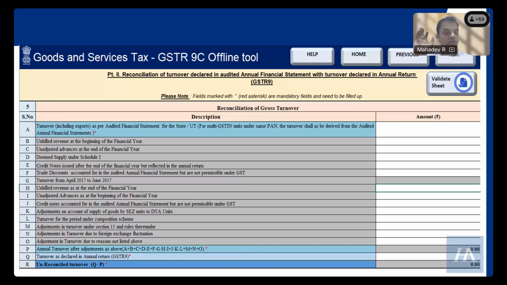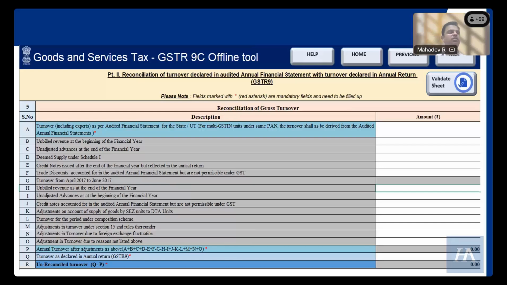It needs to match. So similarly, there are unadjusted advances on which you have paid GST, but you have not issued the invoice. So you need to add it because you have considered that to be a GST turnover. Then deemed supply under Schedule 1, this is nothing but say stock transfer or cross charges, wherein it is not there in your financial statement, but GST is paid and it is there in your GST records.